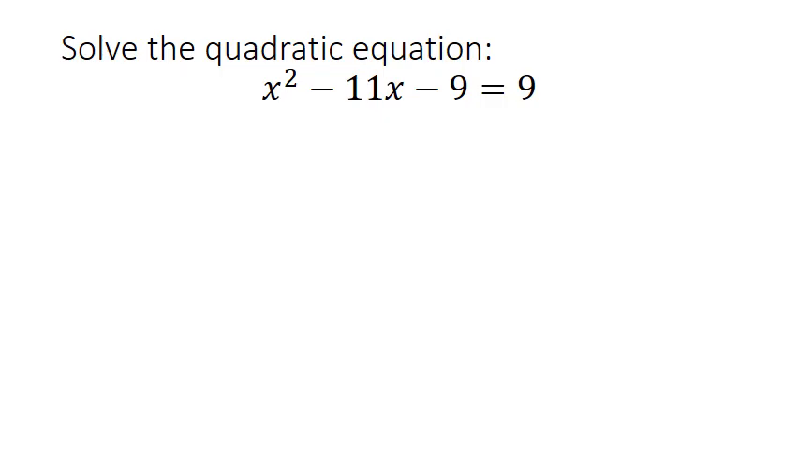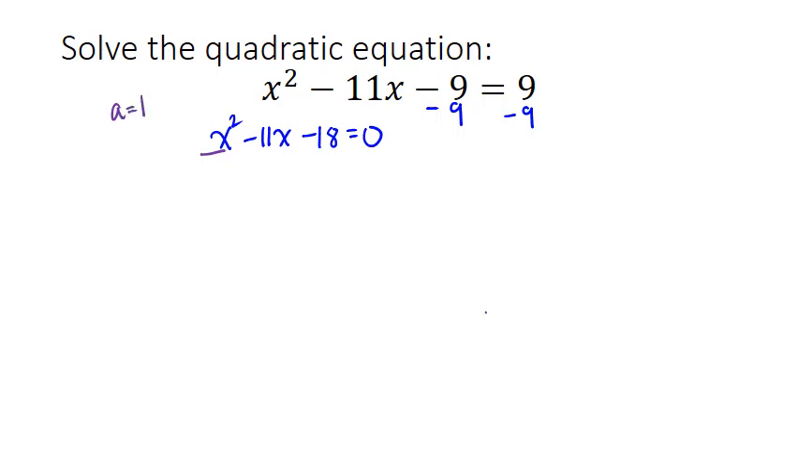To solve this equation by the quadratic formula, we must first set this equation equal to 0. So we're going to subtract 9 from both sides. So we have x squared minus 11x minus 18 equals 0. Now we must identify our a, b, and c. A is the coefficient in front of the x squared term. So in this case, a equals 1.